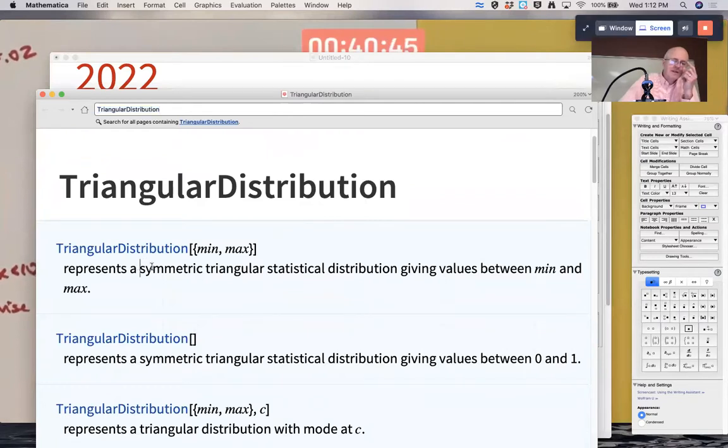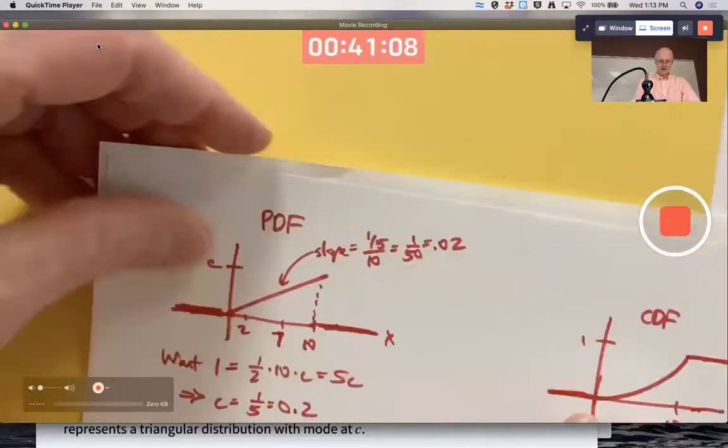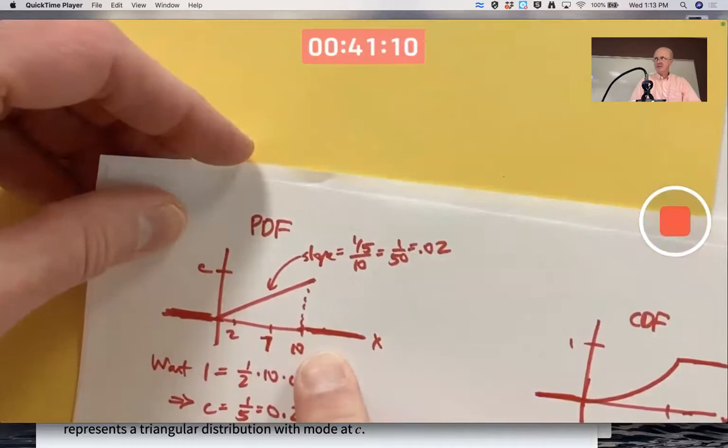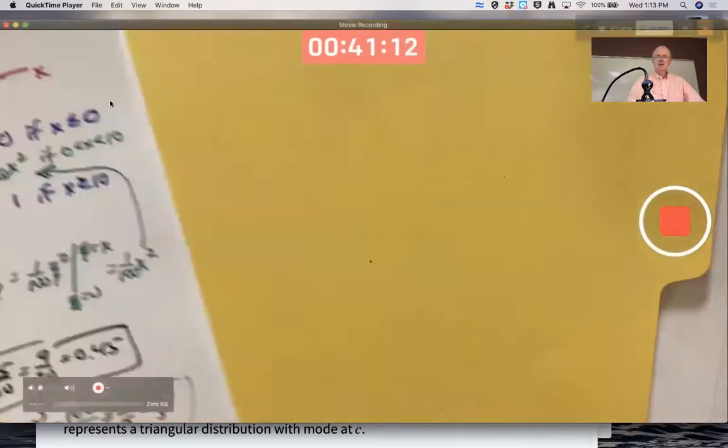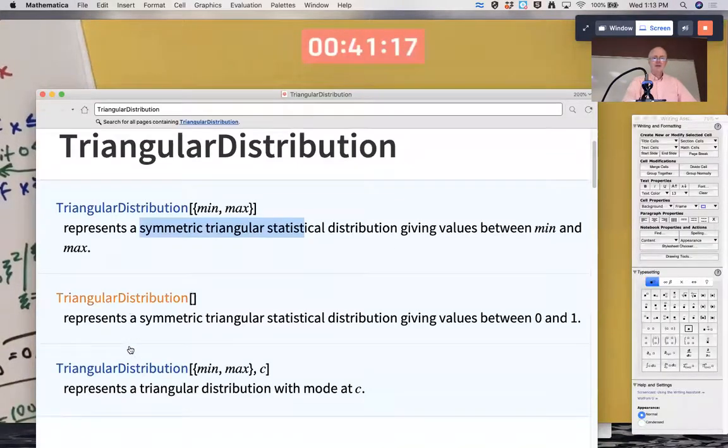If it's what's called a symmetric triangular distribution, what that means is the graph of the triangle, the PDF, is symmetric. It looks more like an isosceles triangle, and the peak is in the middle. That's not what we have here. We have one where the peak is at the right endpoint. So that syntax is not going to work. Is there one that does?